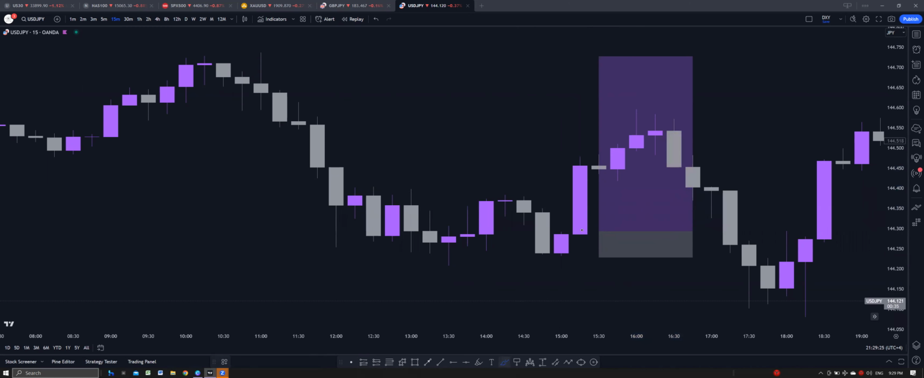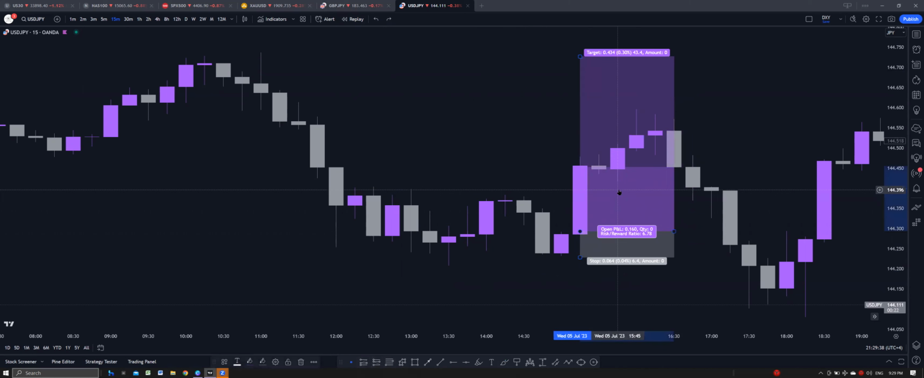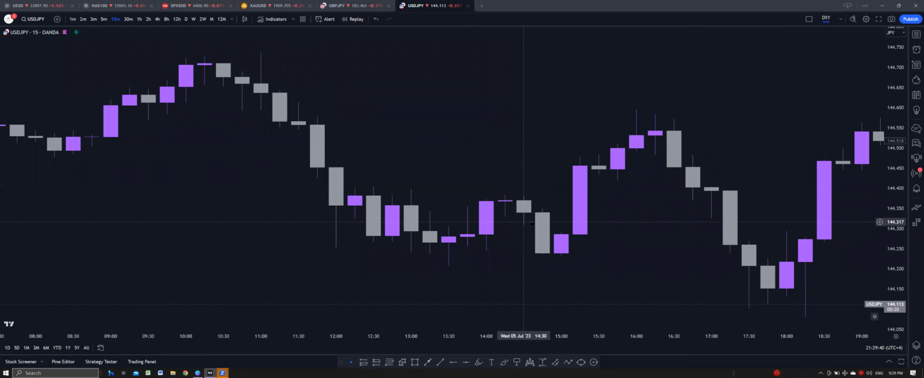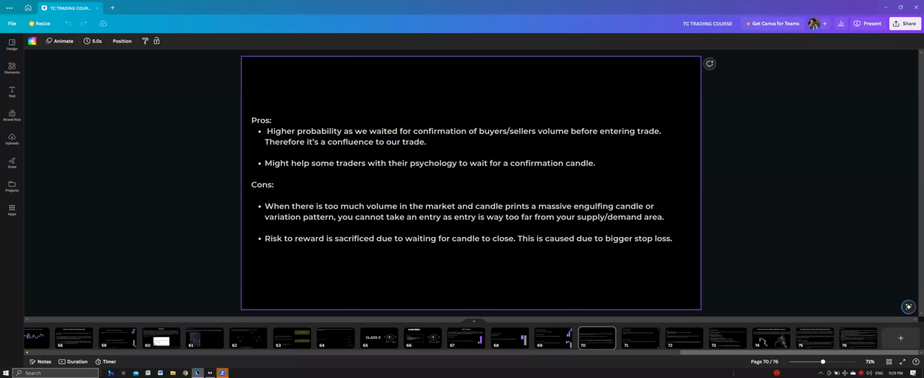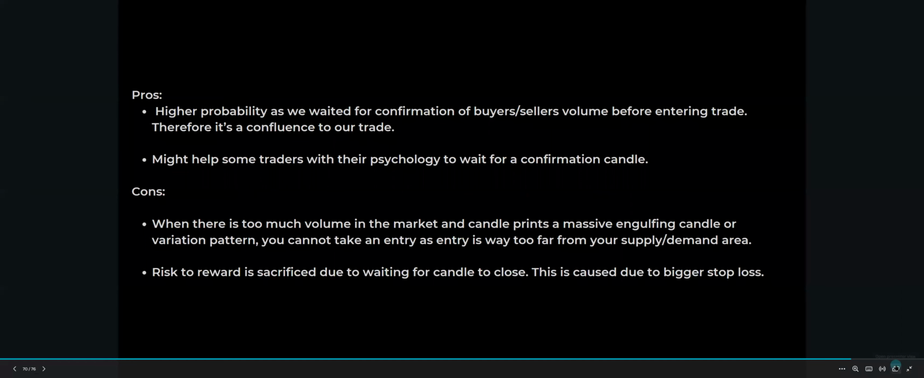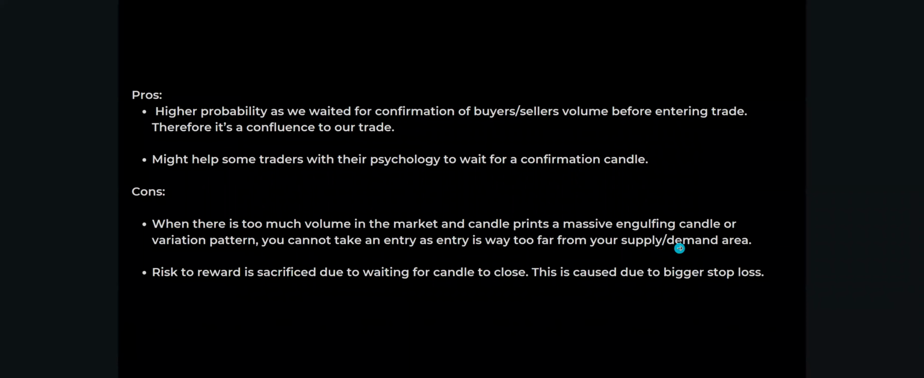I would like to see the body of the candle probably close somewhere around here, right? That way, at least my stop loss isn't too big, right? But this candle is way too big for us to be taking an entry. And obviously your risk reward is also sacrificed. So that's why I think those cons are probably one of the main reasons some people do not wait for a confirmation.